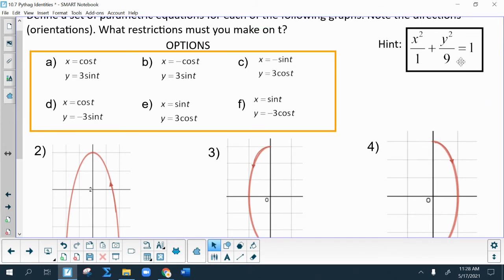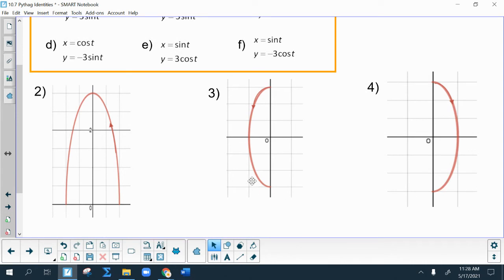But just as a hint over here, this is an ellipse. That's x squared over 1 plus y squared over 9 equals 1. And the bounds are also different. Okay, so pause the video.